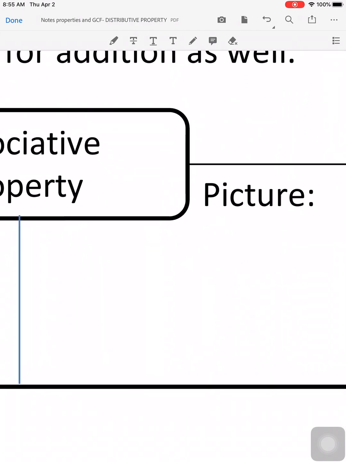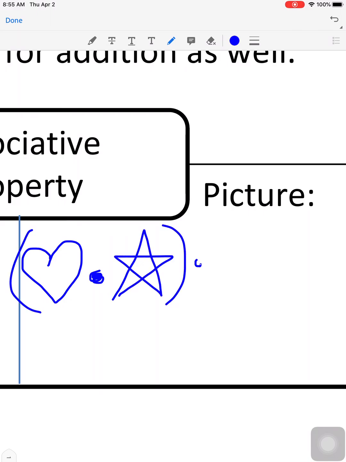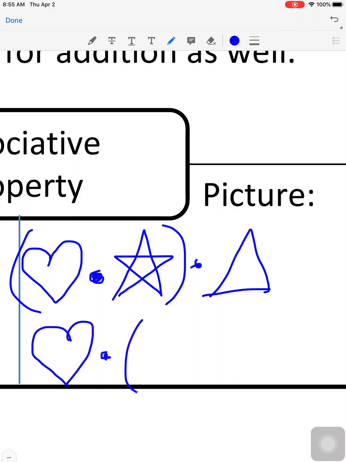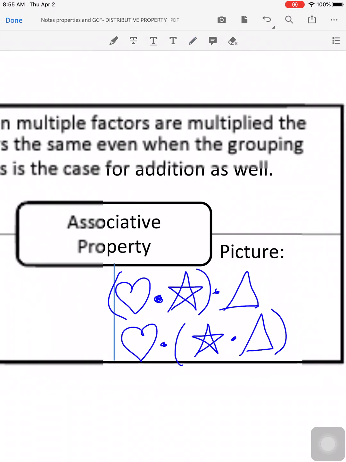Alright, quick example. Alright, and that is the associative property.